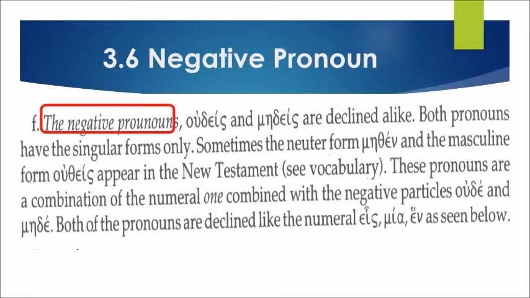So let's proceed to the sixth one, which is the negative pronoun. Negative pronouns, oudeis and mēdeis, are declined alike. Both pronouns have the singular forms only. Sometimes the neuter form and the masculine form appear in the New Testament. These pronouns are a combination of the numeral one combined with the negative particles oude and mēde. Both are declined like the numerals heis, mia, hen, as seen below.